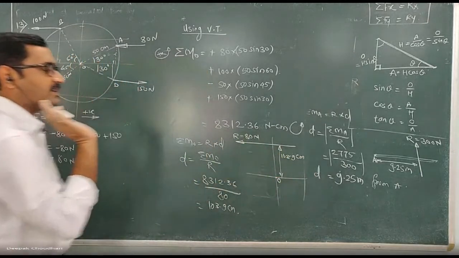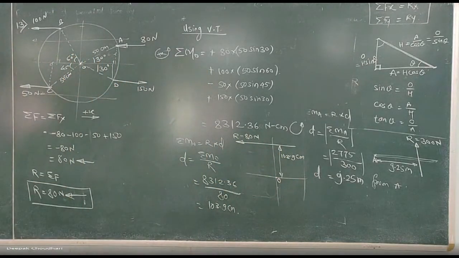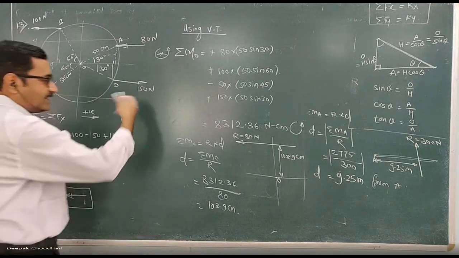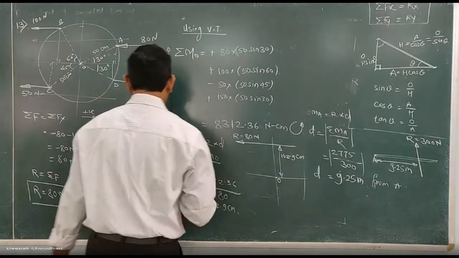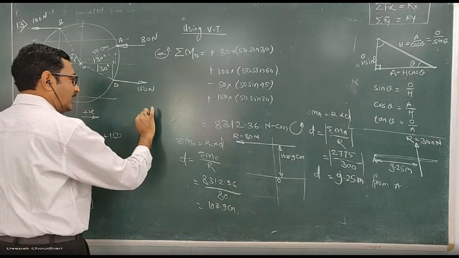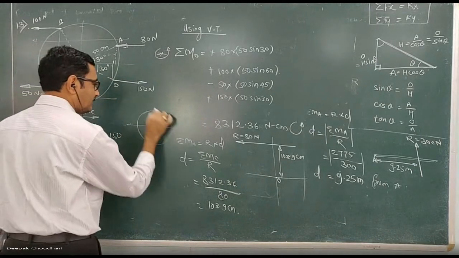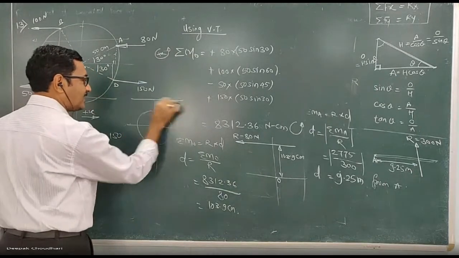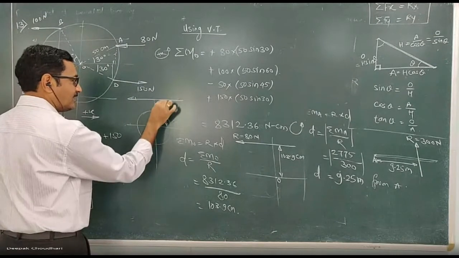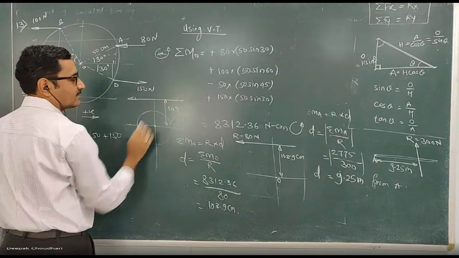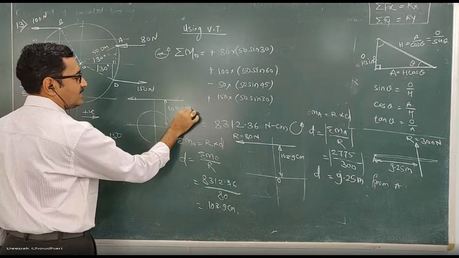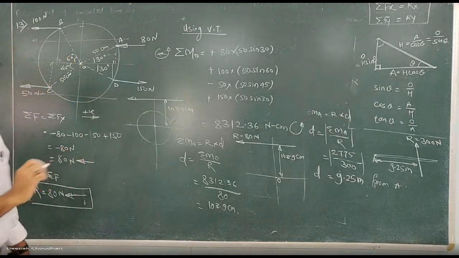Finally, you have to show the figure like this. Only this much. Simplified figure. Clear? No need to draw even that circle also. Clear? The diameter of the circle is 50, radius 50 centimeter only. And the resultant is acting at a distance of 103.9 centimeter. This does not mean the resultant will be in the air.